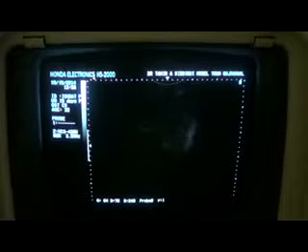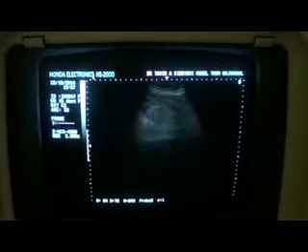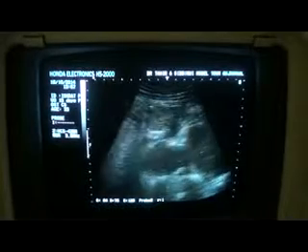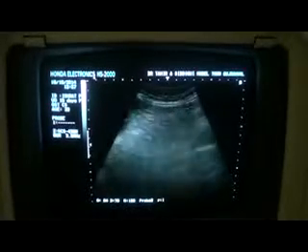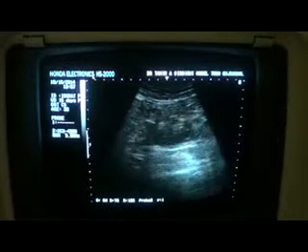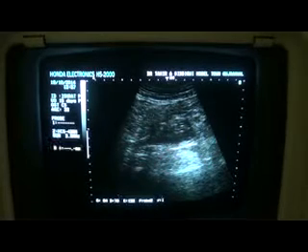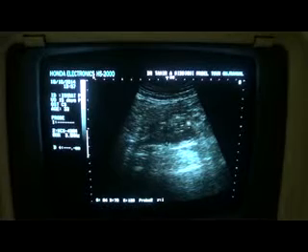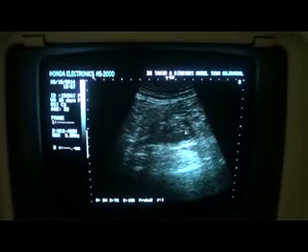Portal vein is okay. Pancreas is okay. No fluid is seen in the paracolic gutter. Now there is a small amount of fluid seen in the right paracolic gutter, with echoes. This is the iliopsoas muscle. This is a fluid collection near the iliopsoas muscle, a small fluid pocket with echoes within it.